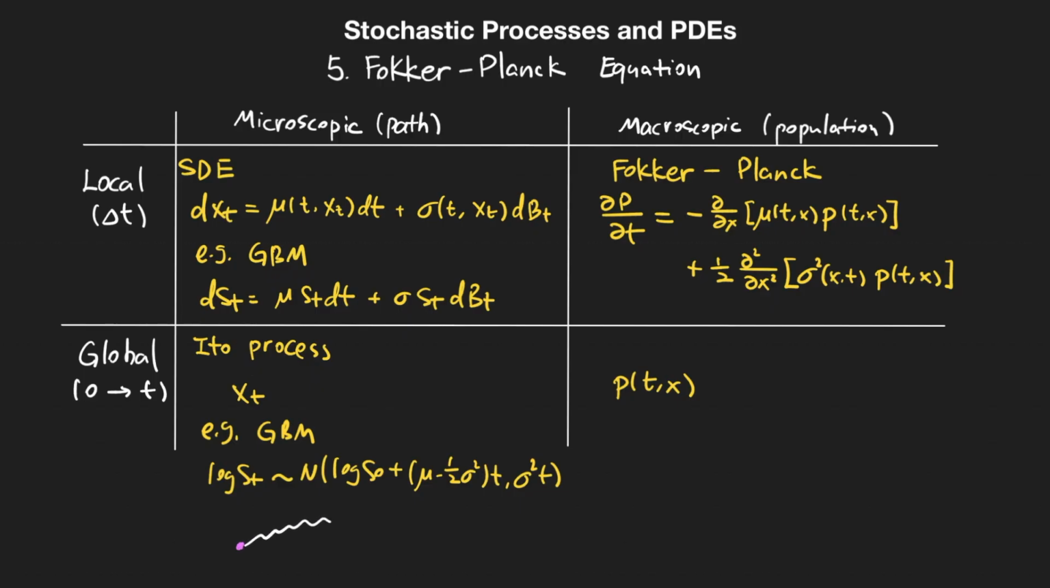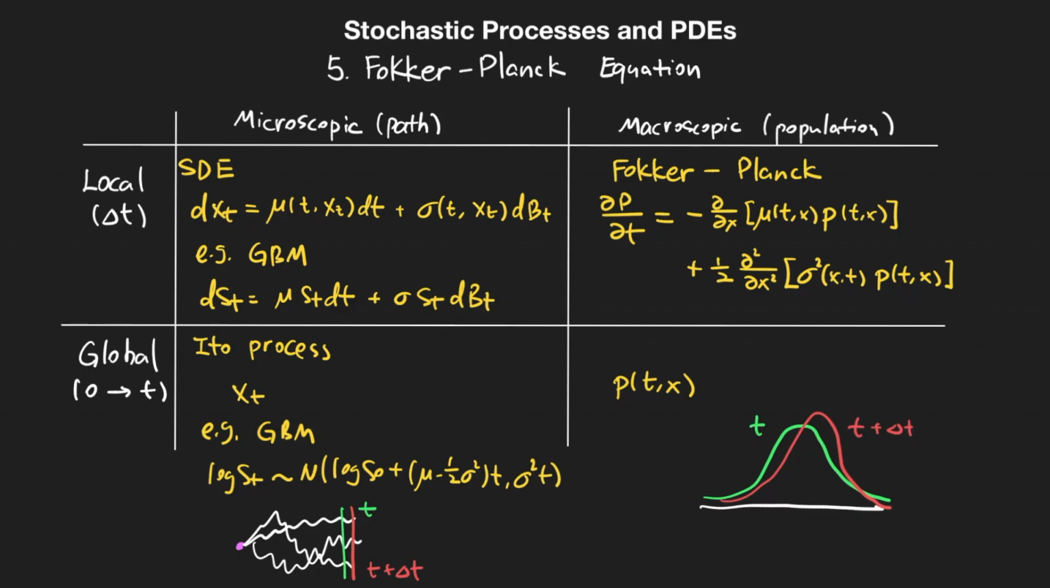What this means is that if we have several stochastic processes, and we look at a snapshot at time t, then we'll have a distribution over the process value. The Fokker-Planck equation tells us how this density function changes over time. If we look at this process at time t plus delta t, the density function is going to change a little bit. The change of this density function is exactly governed by the Fokker-Planck equation.